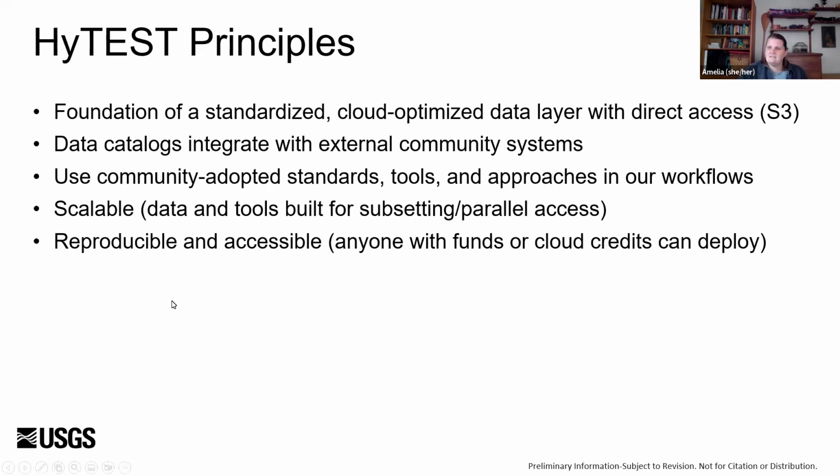All of these workflows need to be scalable. So we have modelers working at really local scales that need to subset to just a small selection of a geographic region, all the way up to people running the whole models over the whole US, and they need parallelized access to have efficient workflows. And we also want everything to be reproducible and accessible, so that not just people within the US Geologic Survey can run these. We want anyone, anywhere with cloud credits or funds to be able to run these models as well.